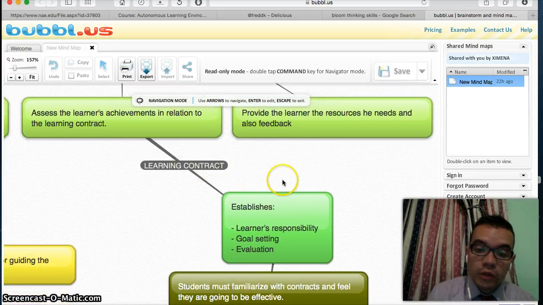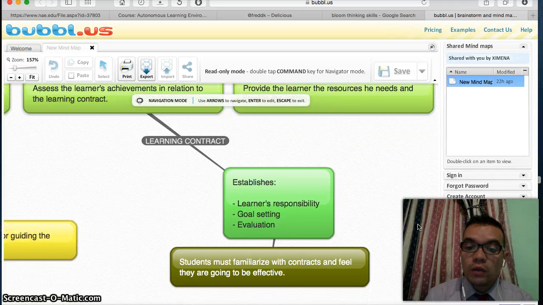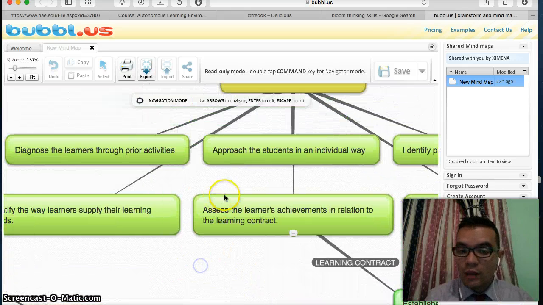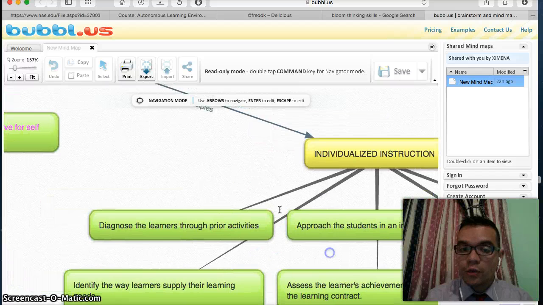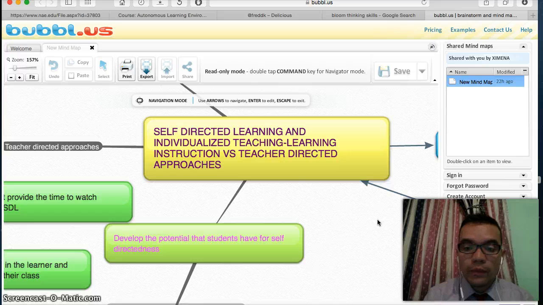About the learning contract, it establishes three main concerns. The first one, learner's responsibility. The second one, goal setting. The third one, evaluation. Those are the three main things that students must be familiarized with, and they should know what they have to do in every single point. Of course, they need to keep in mind that learning content is going to be effective in everything they do or carry out.